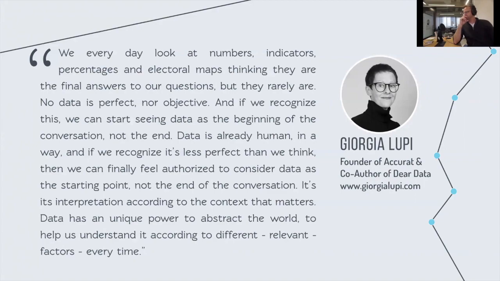So Georgia says, every day we look at numbers, indicators, percentages, electoral maps, thinking they're the final answers to our questions, but they rarely are. No data is perfect nor objective. And if we recognize this, we can start seeing data as the beginning of the conversation, not the end. Data is already human in a way, and if we recognize it's less perfect than we think, then we can finally feel authorized to consider data as a starting point of the conversation. It's its interpretation according to the context that matters.